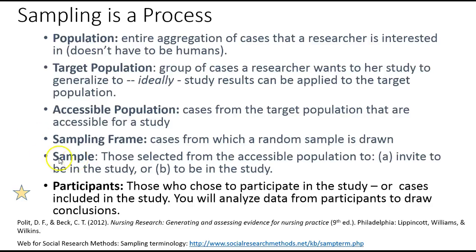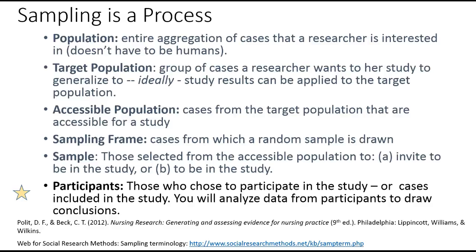sample. And the sample is defined as those who were selected from your accessible population, whether you use some of the sampling methods that were described in your textbook, such as convenient sampling, or some of the other methods. These are the people that you are going to either invite to be in your study, or simply select to be in your study. So for example, if you're using data from electronic methods, in some cases you don't need to invite them. You have access to those records, and you can sample from those records to decide who you want to include.